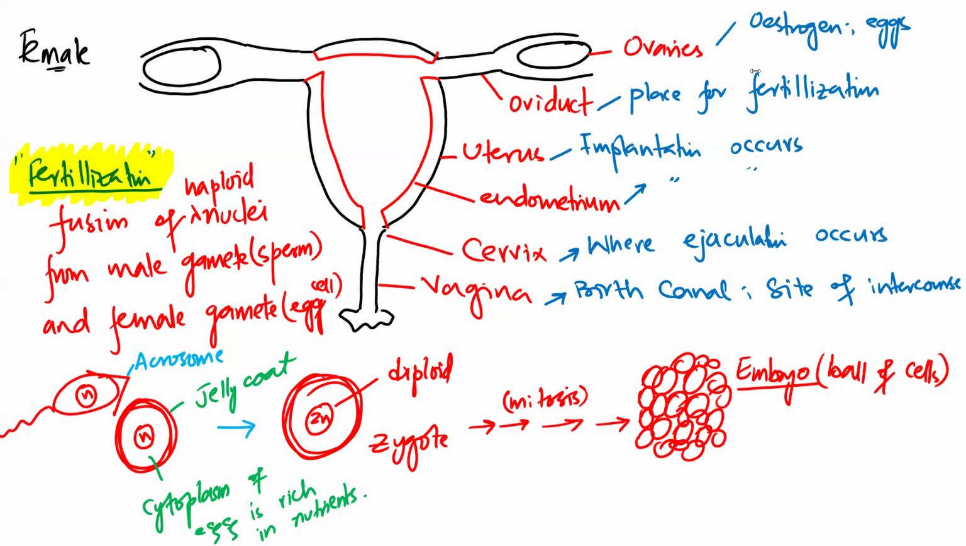Any questions so far? Okay, so the ovary is where estrogen hormone is produced. The oviduct is where sperms and egg combine, I mean, their nuclei. Uterus is where implantation occurs. Cervix is where ejaculation occurs. Ejaculation means semen is thrown here. And vagina is where birth occurs, and this is a place for intercourse. That's it. Any question, children?